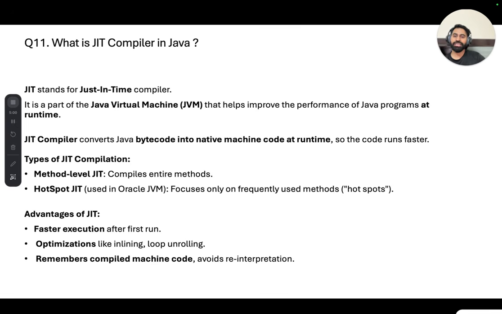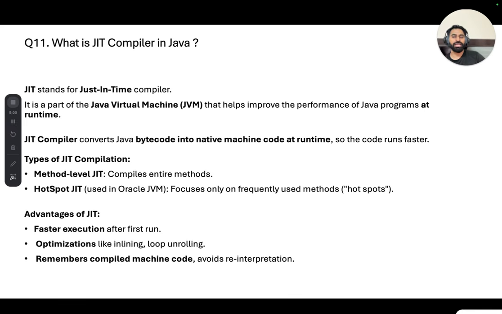So method-level JIT compiles the entire method, but HotSpot first compiles it, and then if there is a frequent call for that particular method, it changes it into machine code and keeps it, so that every time it will not interpret, read, or compile the same method again and again. So it makes the JIT faster.